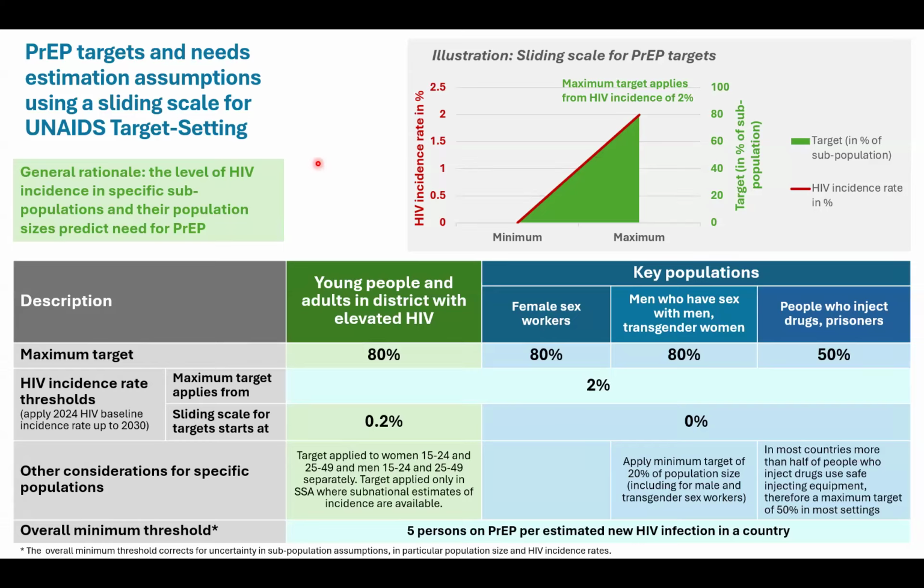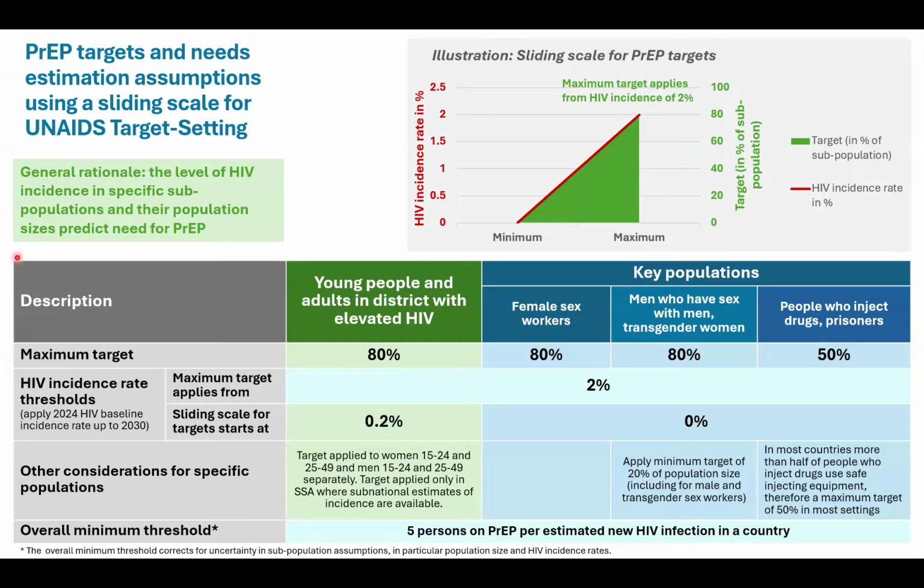So prep targets and needs estimates in the software are calculated based on a sliding scale. So the idea here is that in higher incidence populations, we want to reach higher prep coverage levels. So you can see an illustrative graph of this sliding scale on the top of the slide here, where in this particular example, at a minimum incidence of 0, our prep coverage target would be 0. But as we reach towards a 2% incidence in the population that we're trying to reach, our coverage target would scale up to an 80% coverage target. And the specific minimum and maximum and incidence threshold varies in the targets by population.